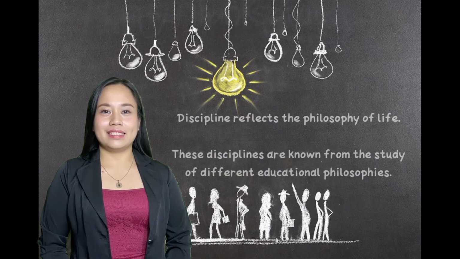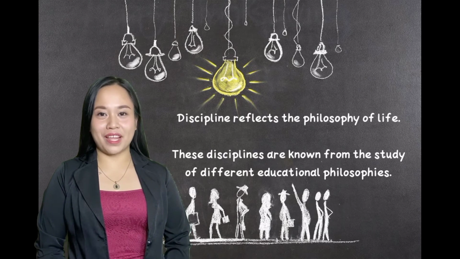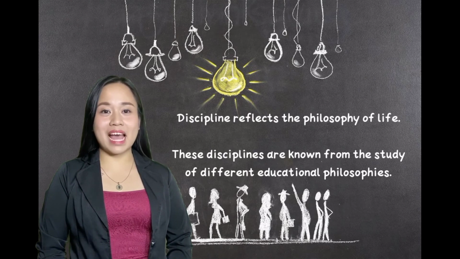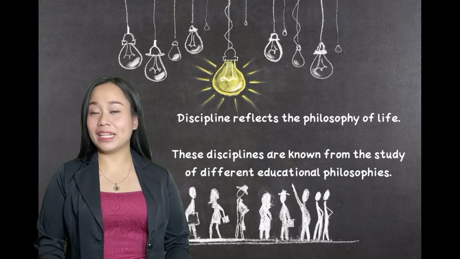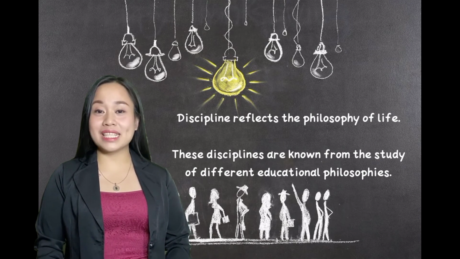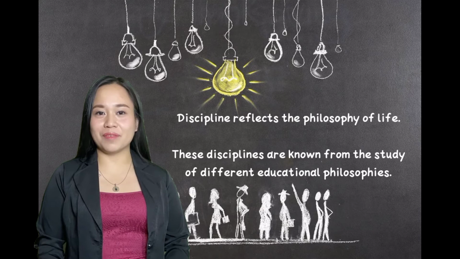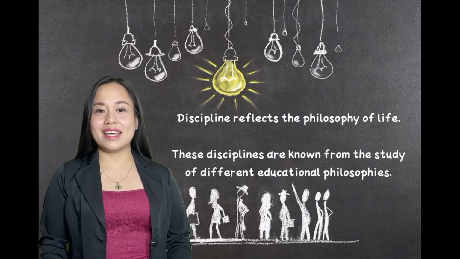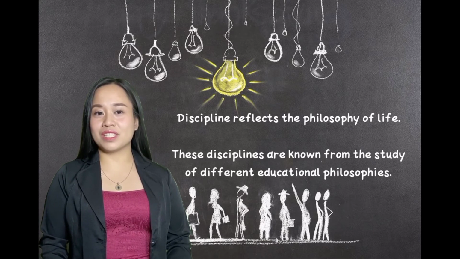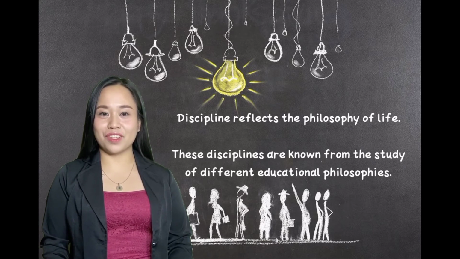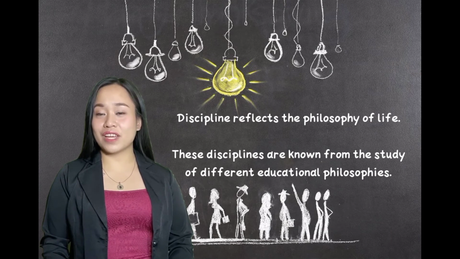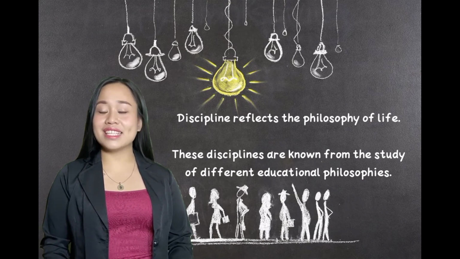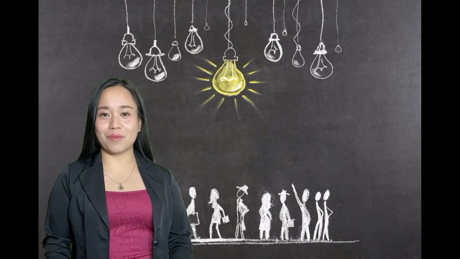It helps us choose the suitable methods of teaching according to the nature of the subject and school environment. Discipline. Discipline reflects the philosophy of life. Idealism advocates strict discipline and self-control, whereas naturalism emphasizes freedom in natural discipline, and pragmatism stressed social discipline. These disciplines are known from the study of different educational philosophies. The knowledge of educational philosophy is essential to follow a desirable discipline.